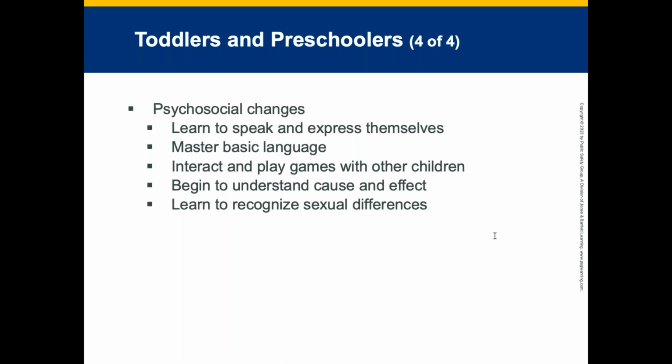With that, transition from using language to communicate what they want to using language creatively and playfully as well, between the 3 and 4 year range. Interaction and playing games with other children start to begin, which then teaches control, following rules, and competitiveness. By 18 to 24 months, toddlers then begin to understand cause and effect. If I touch this hot object, it's going to hurt. Maybe I shouldn't do that. Children learn to recognize sexual differences by observing their role models as well.